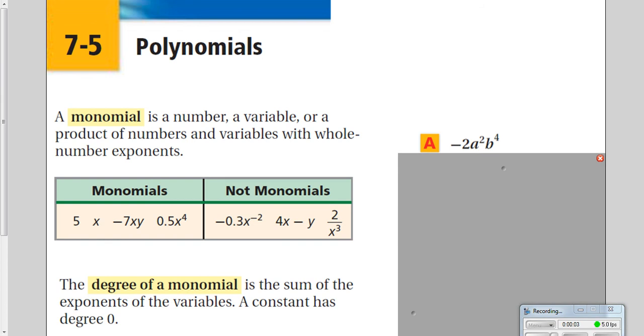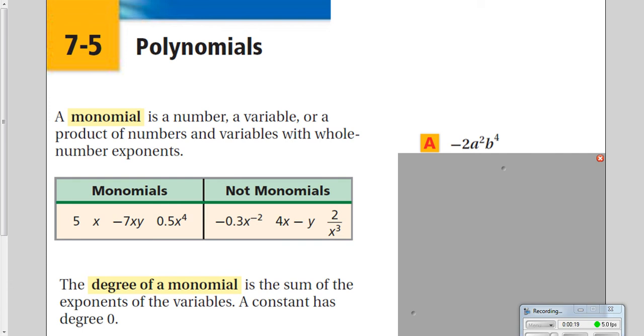Okay, we are going to start a semi-new topic about polynomials. We're going to learn how to name them, how to add and subtract them, how to multiply, divide, etc., etc. But today is just really an intro into polynomials. And I'll explain polynomial in a second. We're actually going to start with monomial.